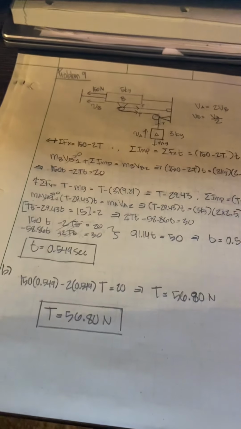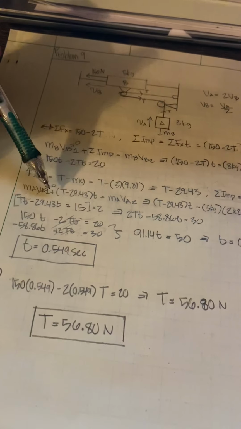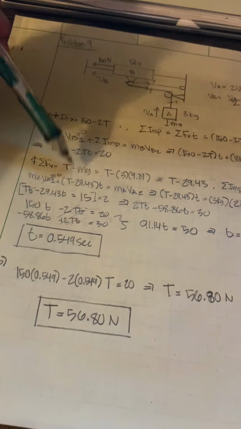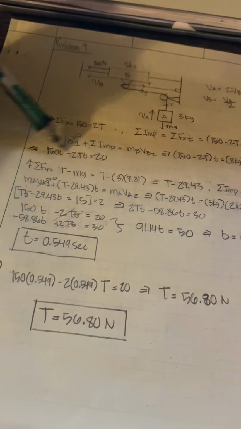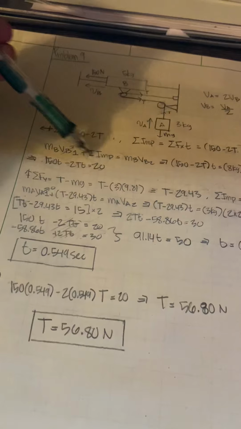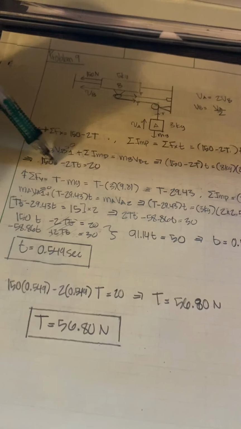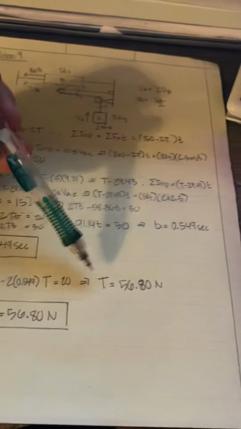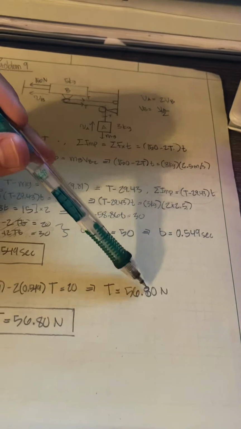Now part B wants us to find the corresponding tension in the cable, so we could go back to either one, this one right here or this one right here. I chose this one right here, what we solved for earlier. Plug in the T for the time because we know that already. Now we're just trying to solve for the tension, and then we get 56.80 newtons for the tension.